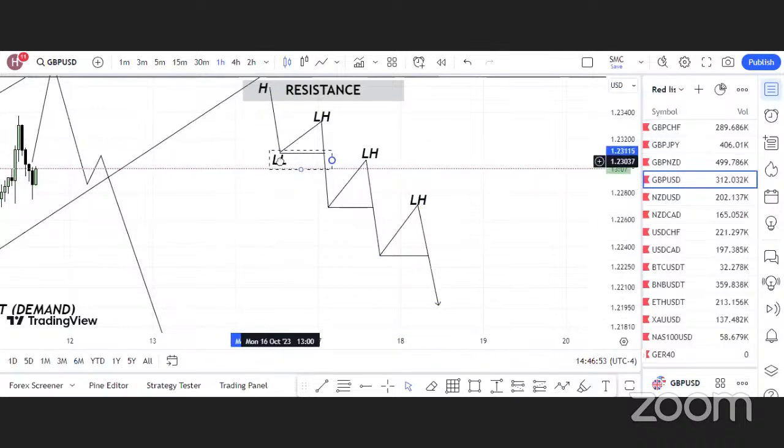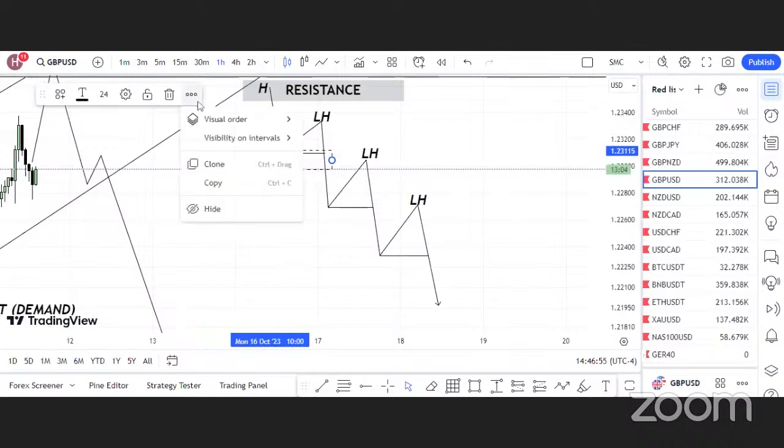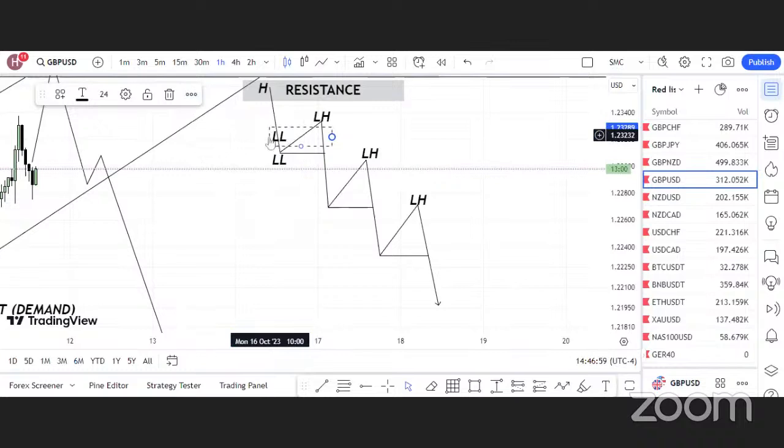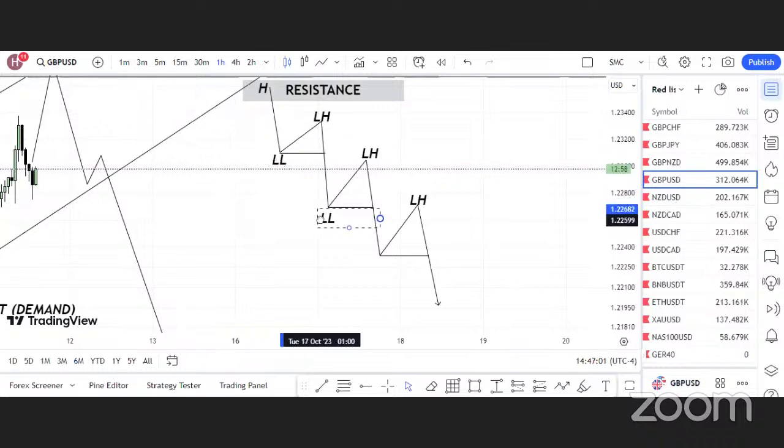Then we have lower lows also. So this is a low. Aside from that low, there isn't any other low. Now we have a new low that is lower than the previous low. The market came down, creating another low. Now this is a lower low. Guys, I hope you all are following. This is a lower low because the new low is lower than the previous low.